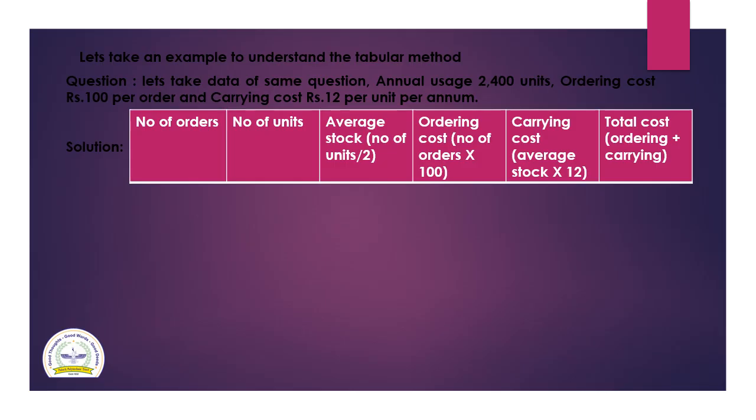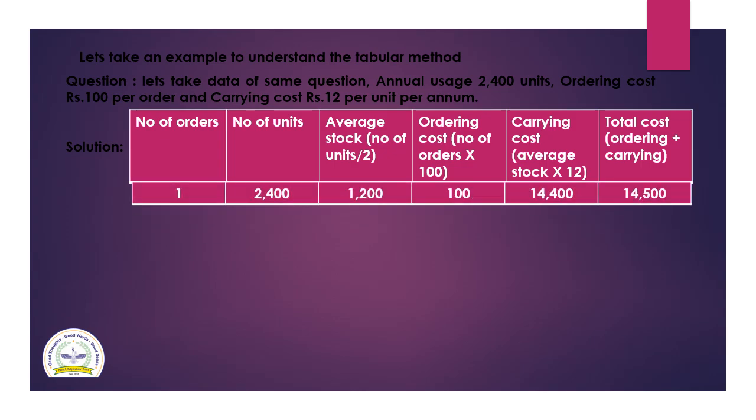Ordering cost is column number 1 multiplied by the 100 per order cost, and carrying cost is column number 3 multiplied by the 12 per unit per annum storage cost. And last is total cost, that is the addition of column number 4 and 5. So we need to take some assumptions to arrive at EOQ.